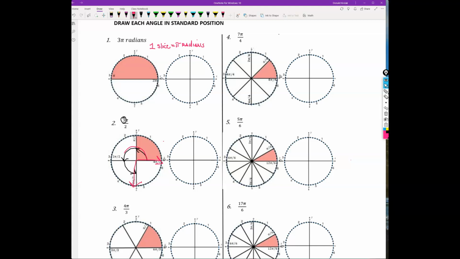It starts here, it's a reflex angle, goes all the way to there. Now, it ends on the x-axis or the y-axis here. So we also call that a quadrantal angle, because it ends on an axis. And that's what 3 pi over 2 would look like.